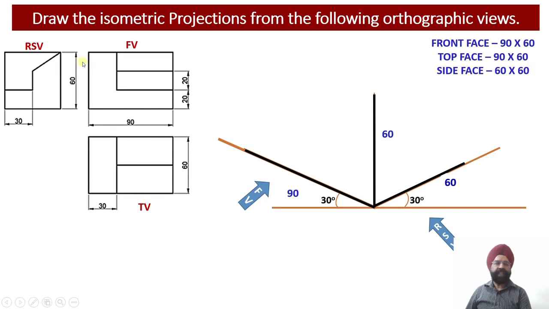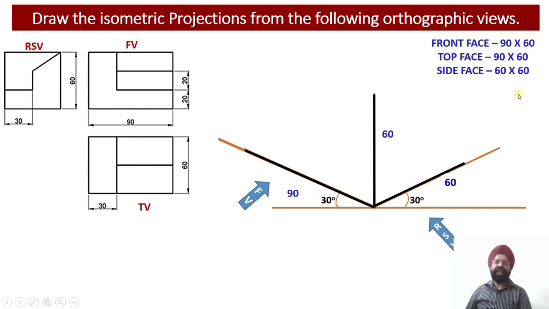Similarly, for the side face, the width of the solid is available to us in the top view. So this is the 60 millimeter width. This width will be available with us in the side view. And the height of the solid was available even in the front view. This is equal to 60. So this is 60, that is the height. This distance is also 60, that is the width. So the side face of the solid should be drawn with the dimension 60 millimeter by 60 millimeter.